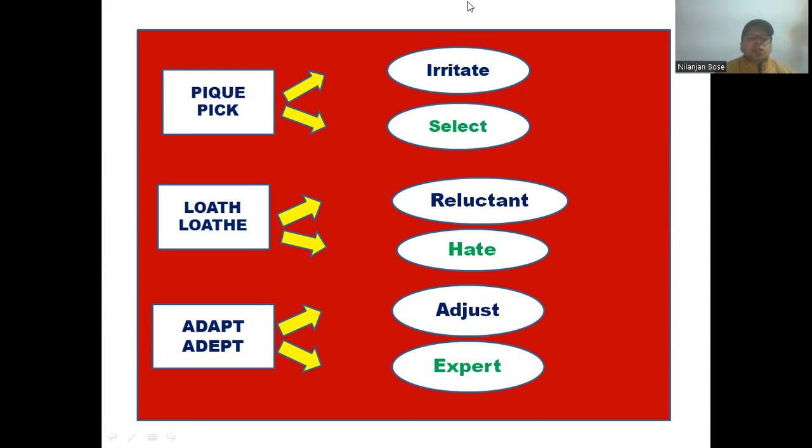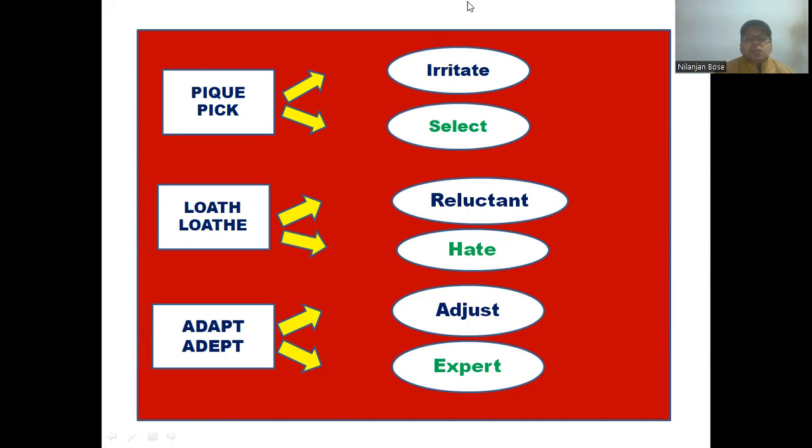What is that? Let us know. First one, it is written loath, L-O-A-T-H, and second one, L-O-A-T-H, loathe. Almost identical in pronunciation, but actually meaning-wise, these two words are completely different. L-O-A-T-H, what does it mean? Let us know. Loath means reluctant.